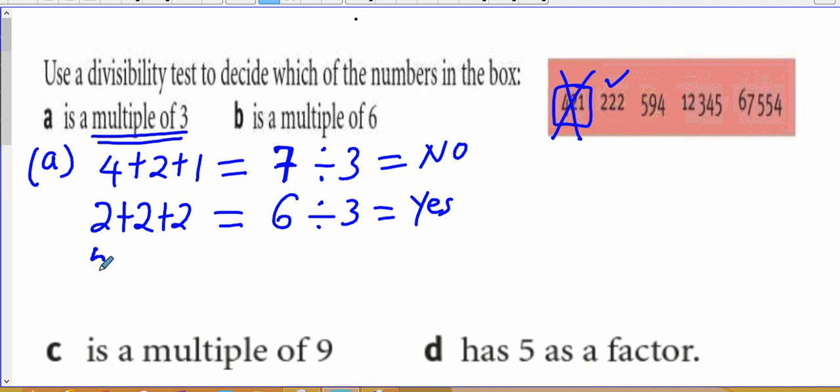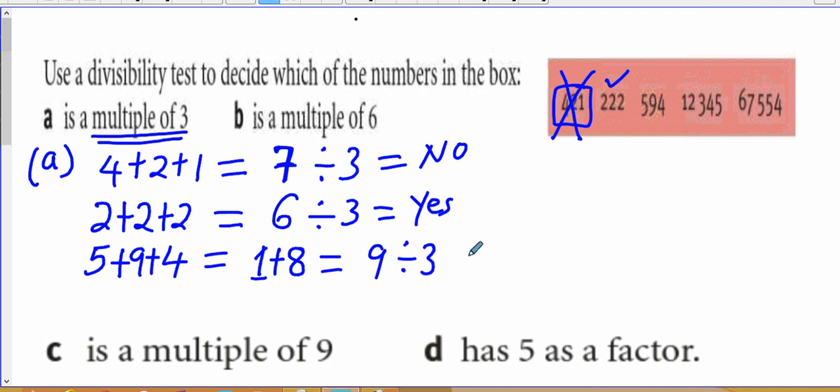Keep going. Find out whether this number 594 is divisible by 3. What did we say? We take the digits making up this number, 594, and add them. What do we get? 5 plus 9 is 14. 14 plus 4 is 18. Okay, the question is, is 18 divisible by 3? If you are not sure whether 18 is divisible by 3, what do we do? We add these digits again and see the result. What is 1 plus 8? It's 9. Now, the question will be, is 9 divisible by 3? See that? The answer is yes.